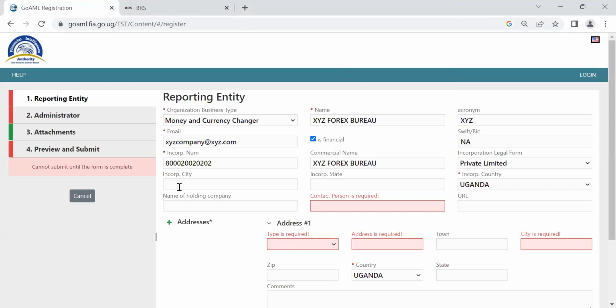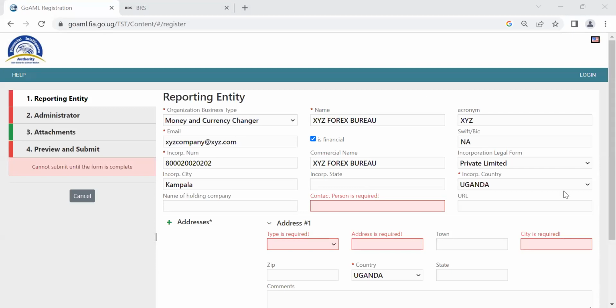Majority are private limited. Incorporation city: those who are in Mbarara or Kampala, you indicate that. Arua, I saw Arua somewhere, where the Forex Bureau was incorporated. Incorporation state is not applicable, so we leave that blank. Country is automatically picked. It's Uganda. Sorry, Ivan, what do I put on commercial names? The same, unless you have a different one.